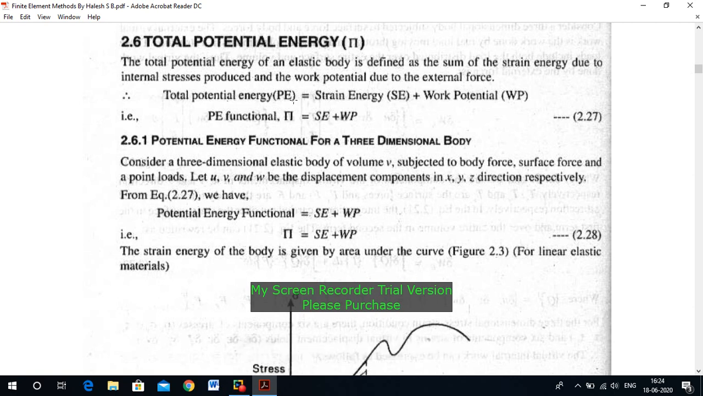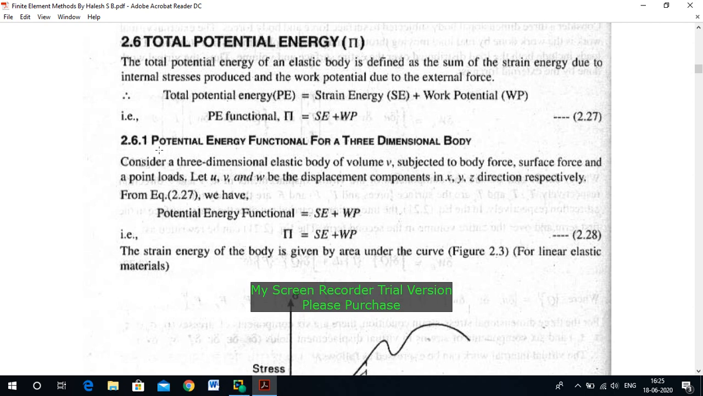Therefore, according to the definition of potential energy, total potential energy is a sum of strain energy plus work potential, and this total potential energy is denoted by pi. Therefore, the potential energy functional can be represented by pi is equal to strain energy plus work potential.